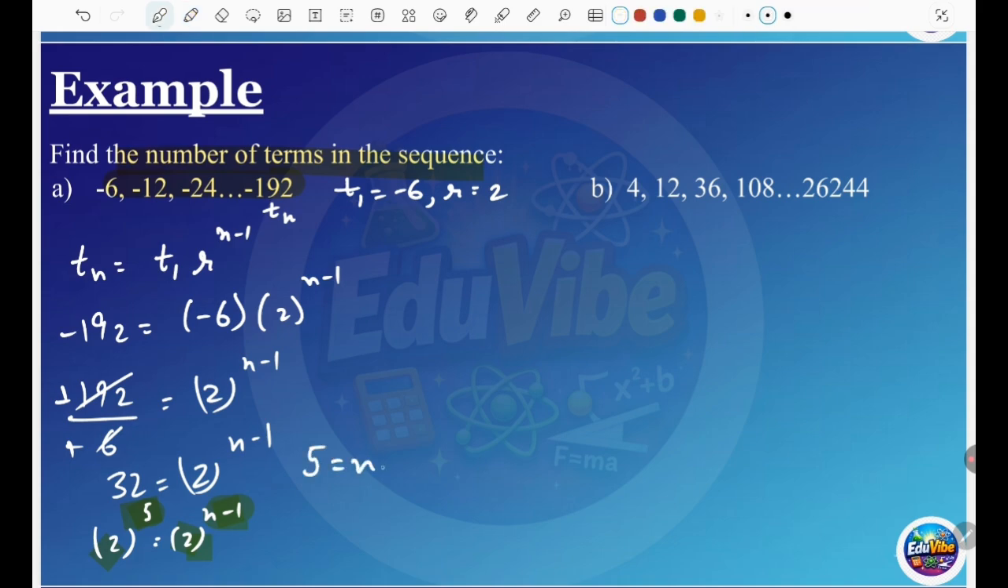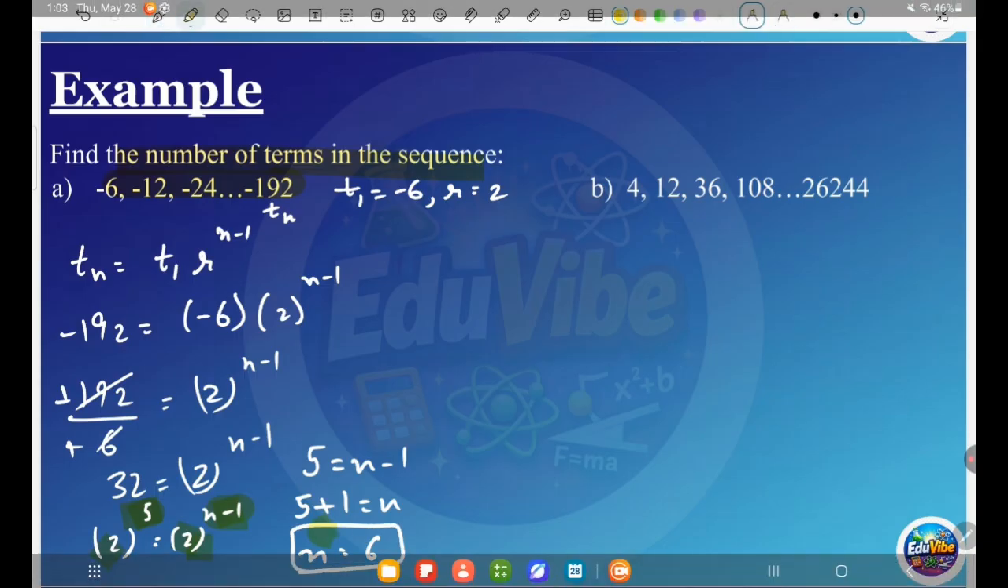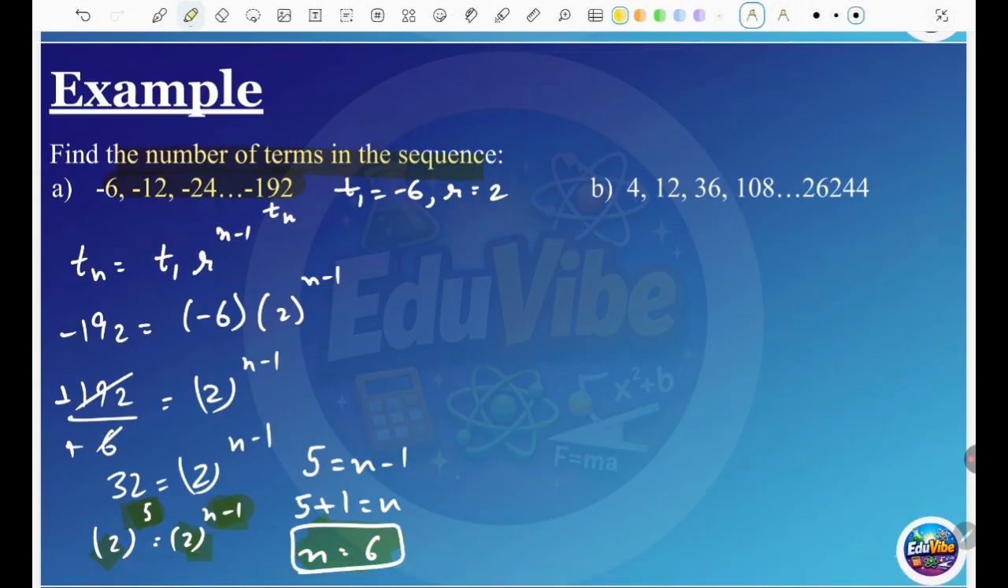So 5 is equal to n minus 1, 5 plus 1 is equal to n, and n goes to 6. So in this term, your n is equal to 6. So that's how you can deal with that sum and find the n. Make sure you equate the powers, make them equal and get your answer.